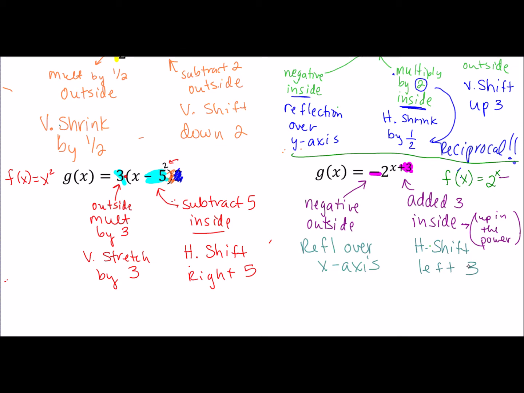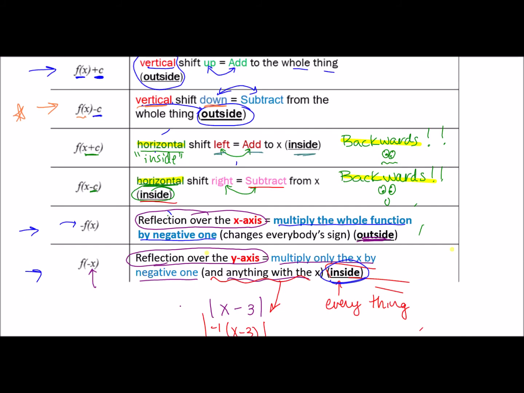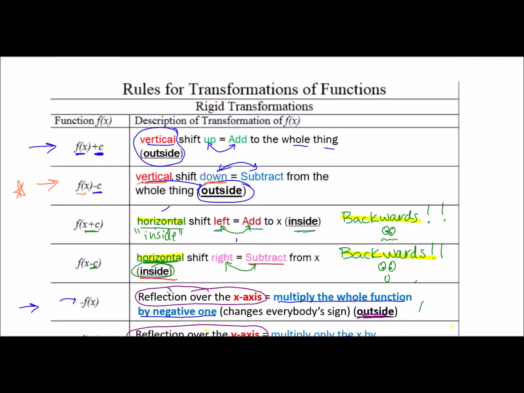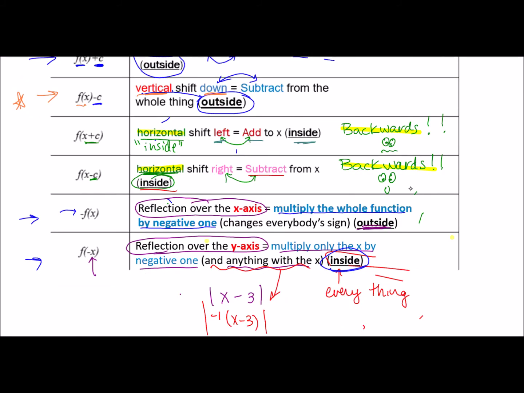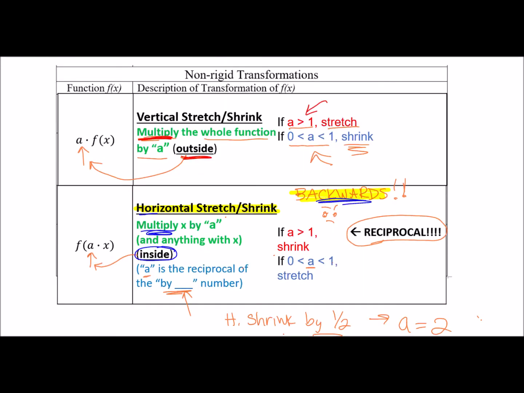So what operation is it doing? Is it adding, subtracting, multiplying, or was there a negative sign involved? And then is it happening inside or outside? Those two things help you determine what kind of transformation is going on. What's the operation? That's the main thing you're asking for. And then is it happening inside or outside?